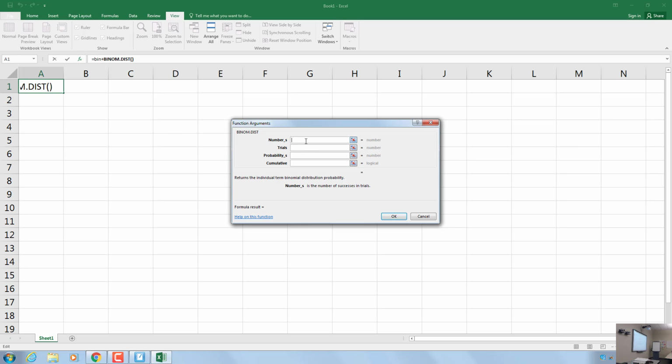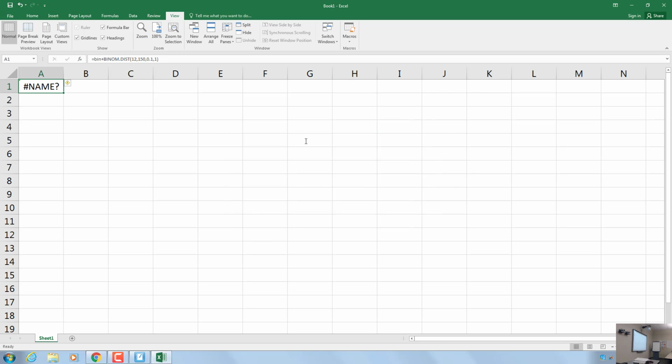Let's find out. So number of successes. What did we want? 12? Because we wanted 12 and down, right? Trials, 150. Probability of success is 0.1. Cumulative true. There we go. We got the probability of 0.25447. What was our approximation value? 0.2483.